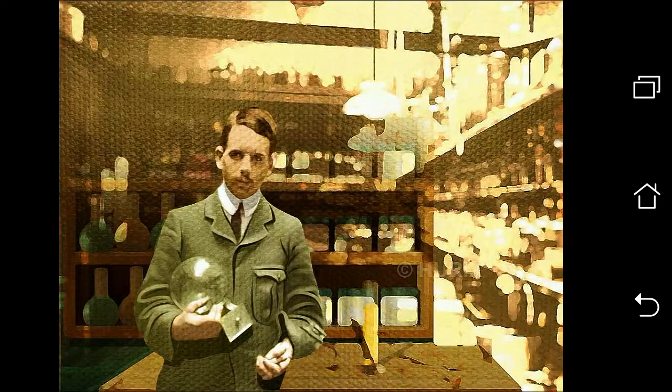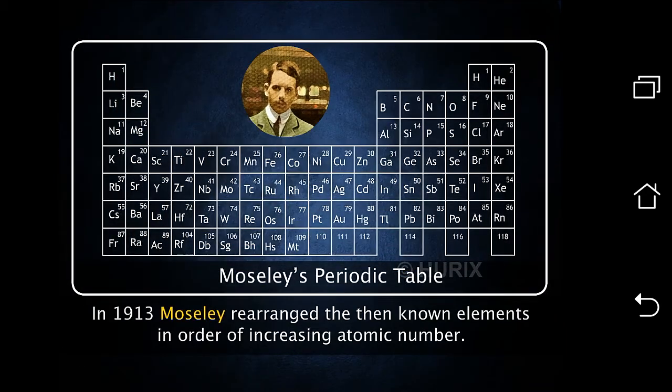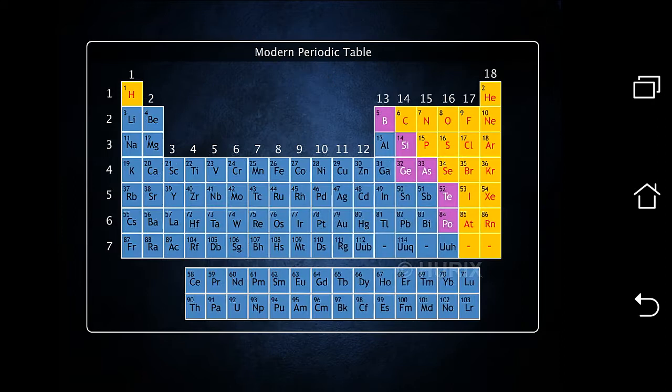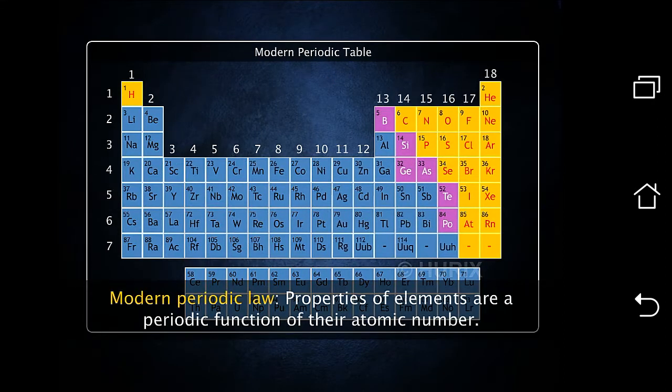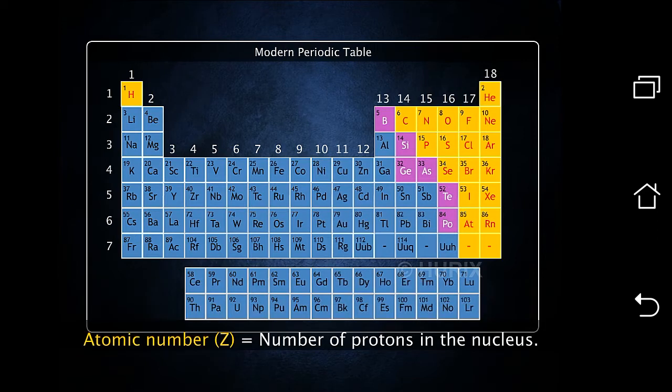In 1913, a British chemist, Henry Moseley, rearranged the then known elements in order of increasing atomic number. From this emerged the modern periodic table and the modern periodic law, which states that properties of elements are a periodic function of their atomic number. Let us recall that the atomic number is the same as the number of protons in the nucleus of an atom.